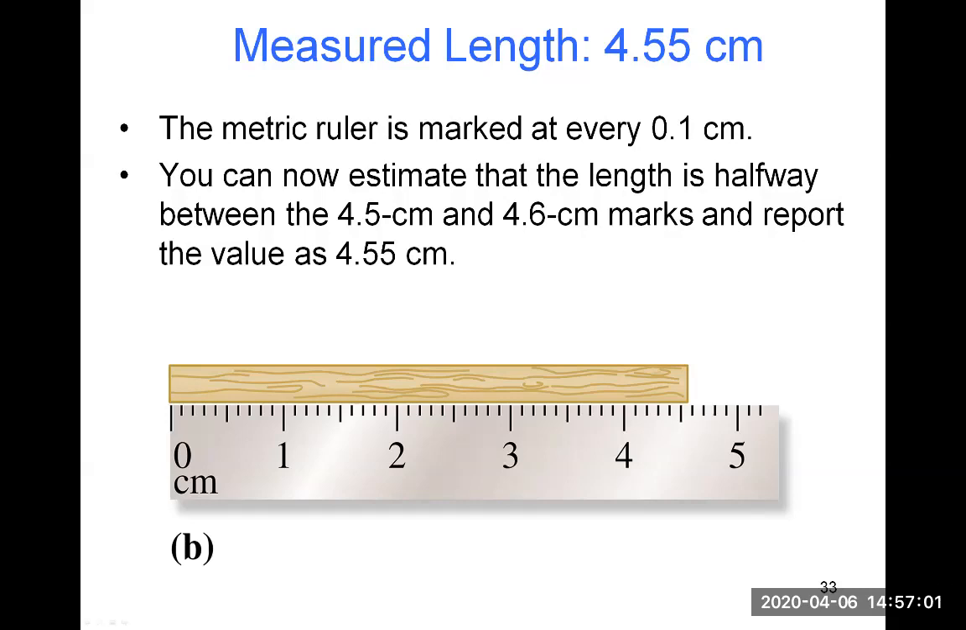Because it's an estimated digit, right? The last digit to the right is estimated, which means depending on the person who reads it, it will be different. And so I personally would read this as 4.56. Here it says on the slide 4.55, and it's still okay. Both are acceptable values.